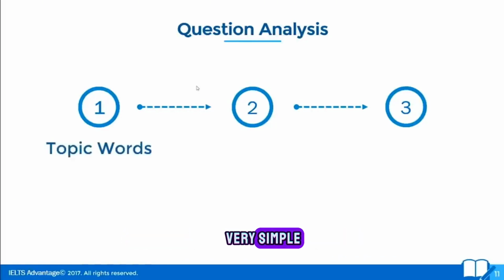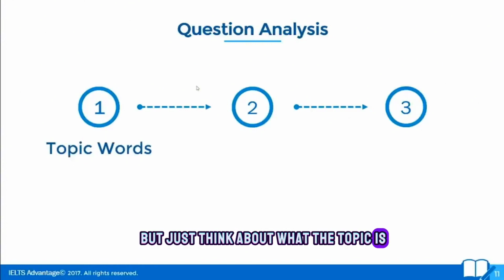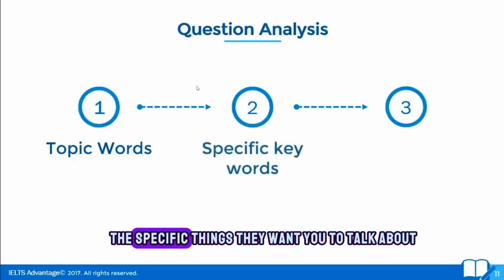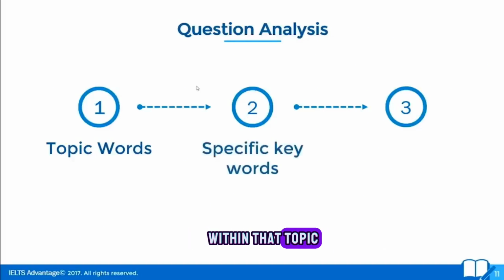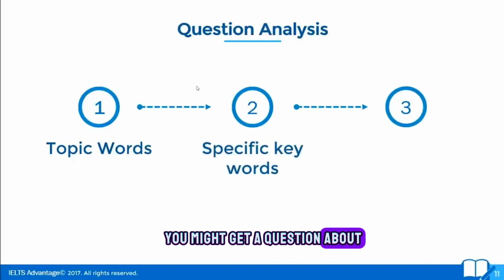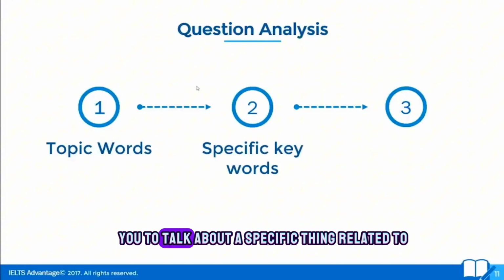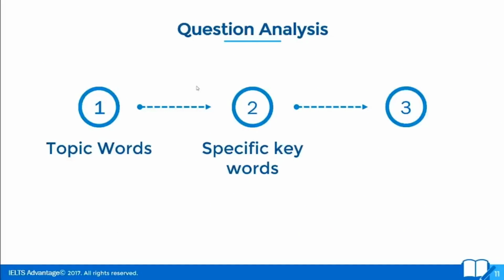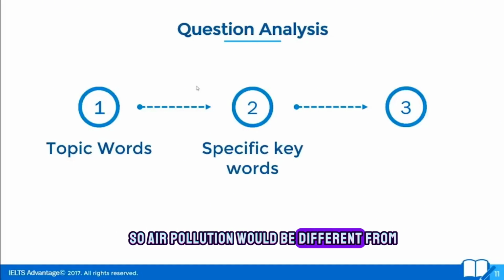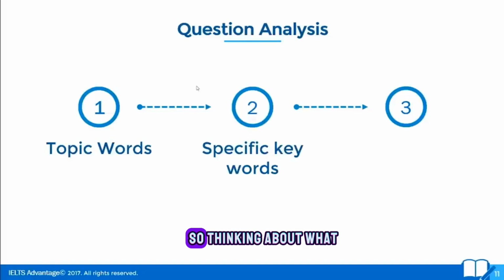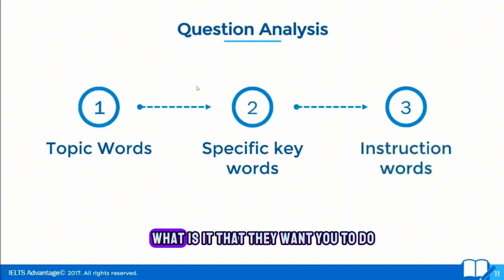So the first stage is understanding what the question is about. That might sound very, very simple, but just think about what the topic is, and then go a little bit deeper and think about the specific things they want you to talk about within that topic. So for example, you might get a question about the environment. So the topic would be the environment, but then once you look at it deeper, they don't want you to just talk generally about the environment. They might want you to talk about a specific thing related to air pollution, for example. So air pollution would be different from water pollution. So think about what the general topic is, and then look a little bit deeper at what the specific content is, what they want you to write about. And then look at the instruction words. What is it that they want you to do?